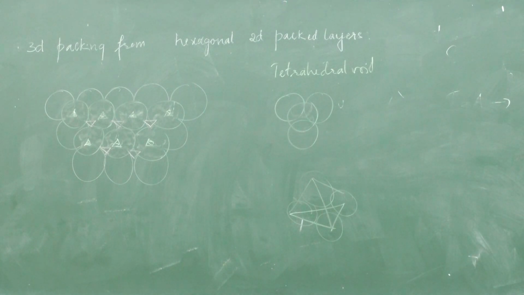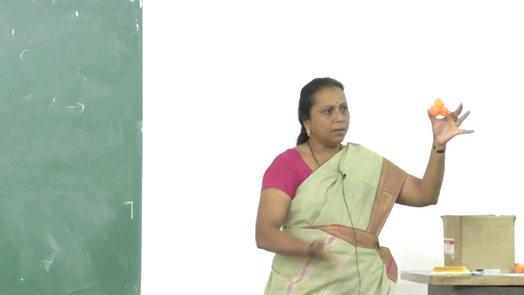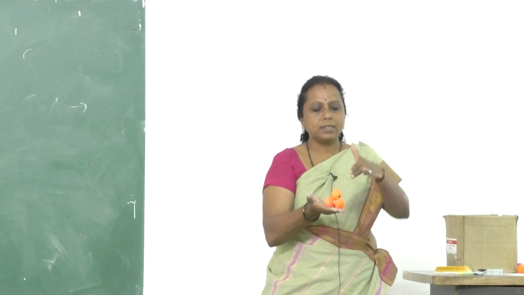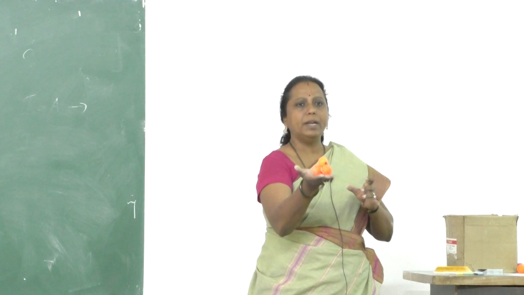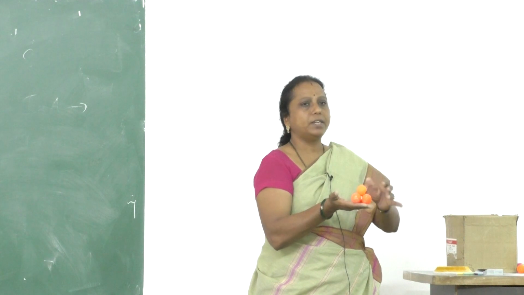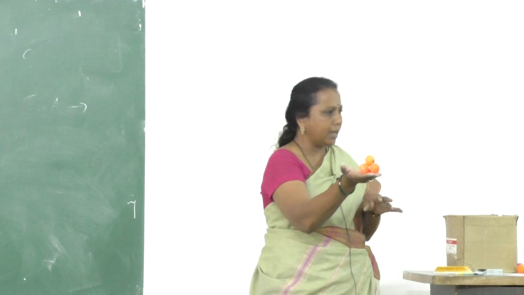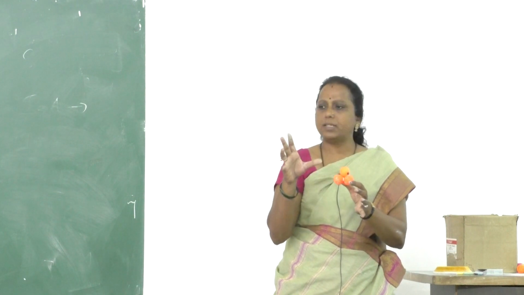Okay, the model of the tetrahedral void. This is one part of a hexagonal 2D packed layer on which I am placing a sphere. This is how the spheres are arranged. What is the shape now? Trigonal base, four faces: one face, second face, third face, fourth face. A trigonal base pyramid, or we call it a tetrahedron. Tetrahedron means four faces. In this tetrahedron, at the four corners, four spheres are there.